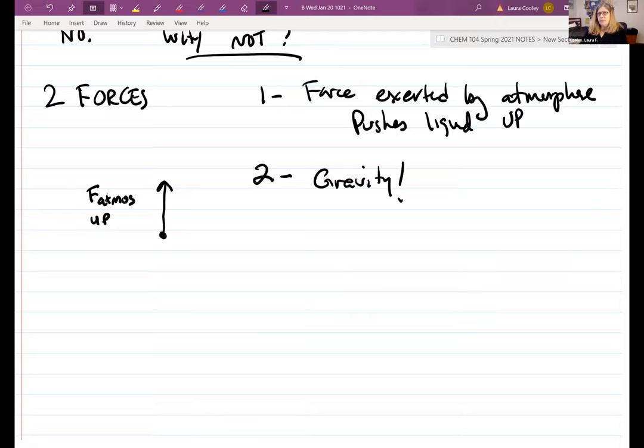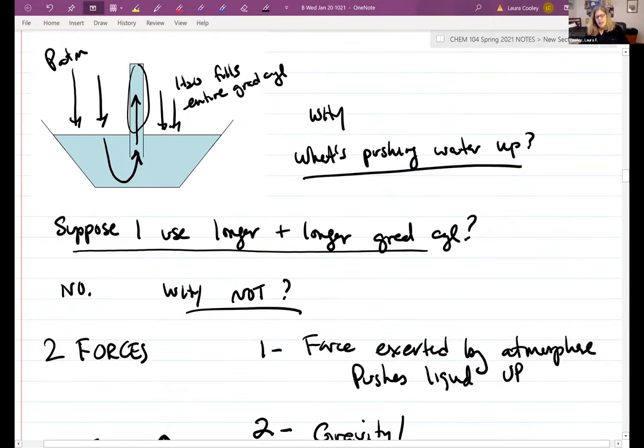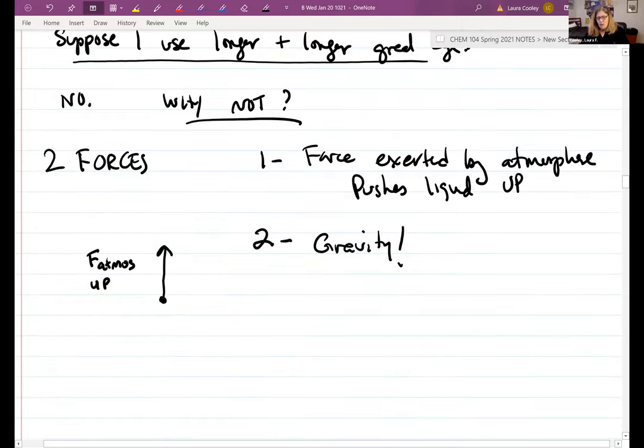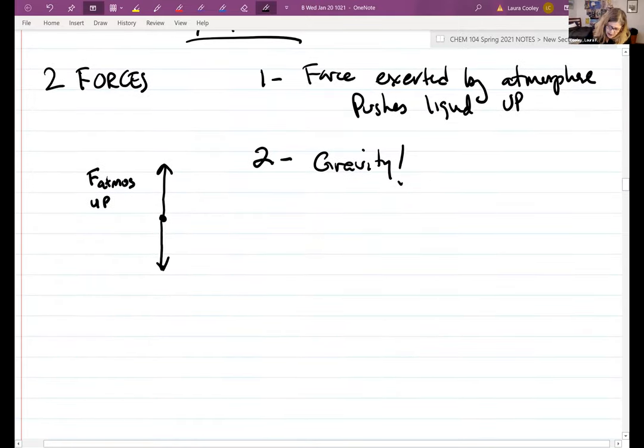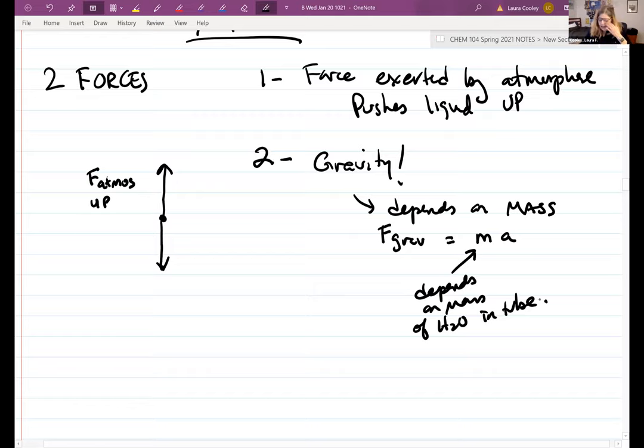But anyway, that's constant. But when that water starts going up the tube, as you keep adding more and more water, you're going to get more and more force of gravity, because the gravity force depends on the mass. The force due to gravity is mg, right? So it depends on the mass of water in the tube. So when does water stop going up?